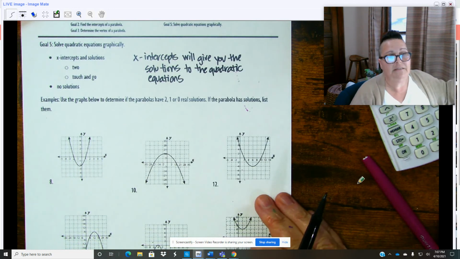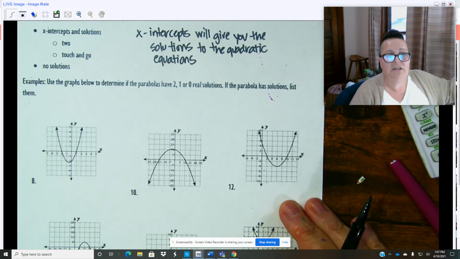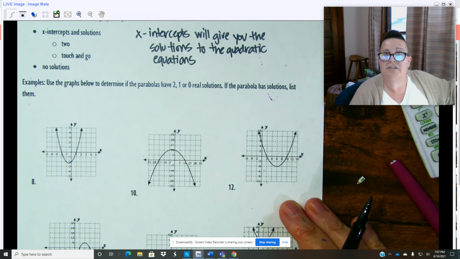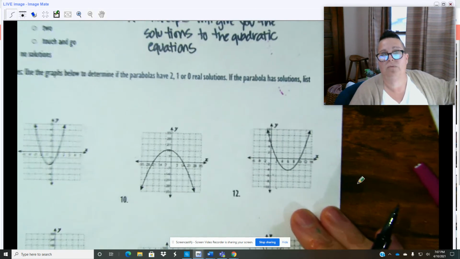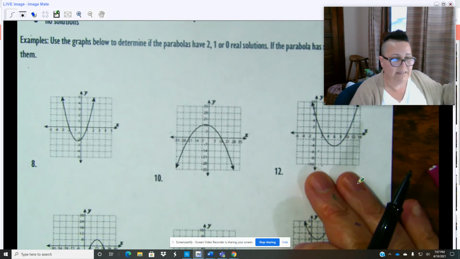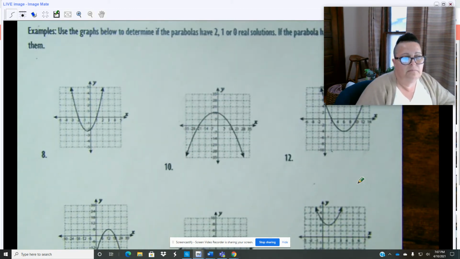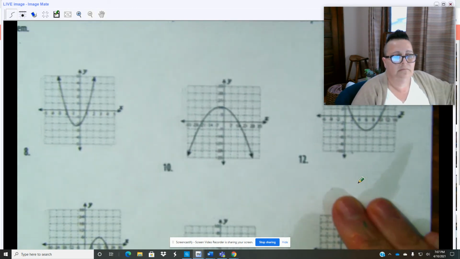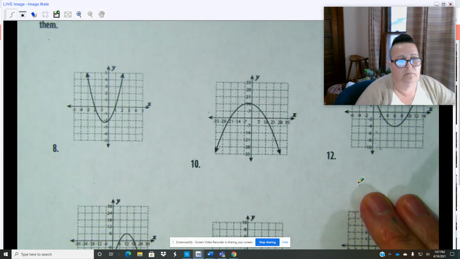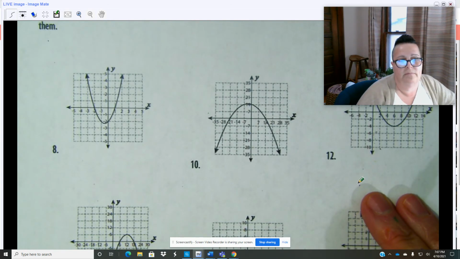All right, let's look at some of these problems. We are going to use these graphs to determine if the parabola has 1, 2, or 0 real solutions. If there are solutions, we're going to list what those solutions are. Graphs are small, but I'm zooming in.